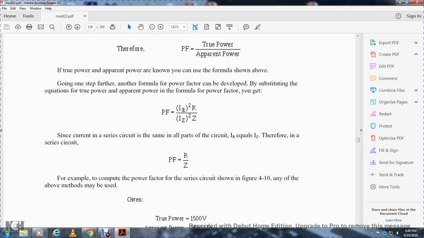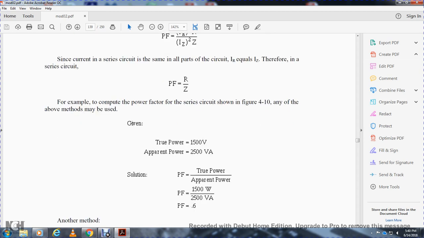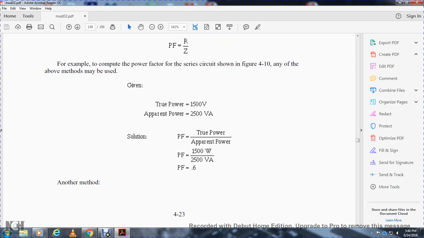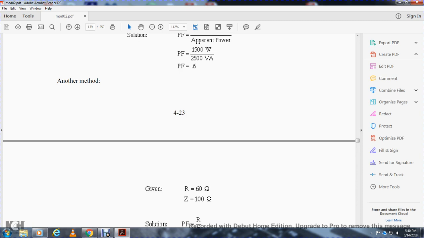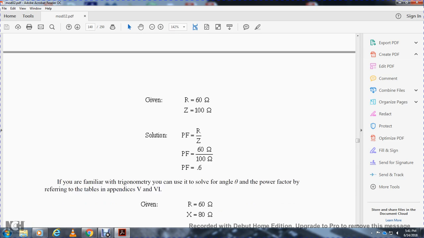For example, to compute the power factor of the series circuit shown in figure 410, any of the above methods can be used. True power would be 1500 watts. Apparent power would be 2500 volt-amps. Alright, so you get the power factor, true power over apparent power, 1500 watts over 2500 volt-amps. You get a power factor of 0.6. Another method is resistance 60 ohms, impedance 100 ohms, equals 60 over 100, or 0.6 power factor.